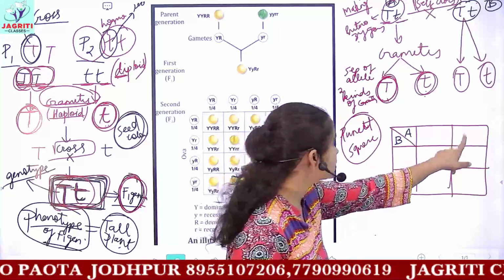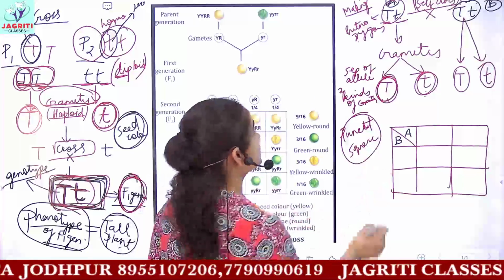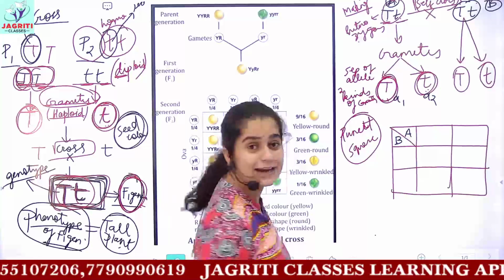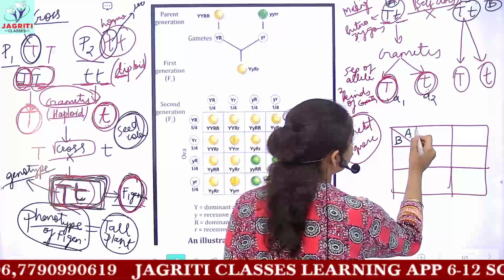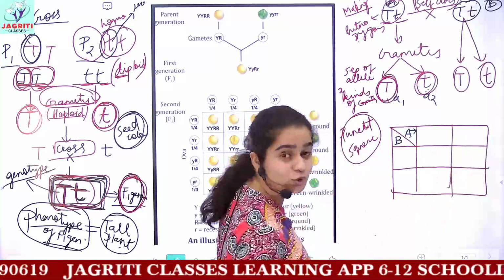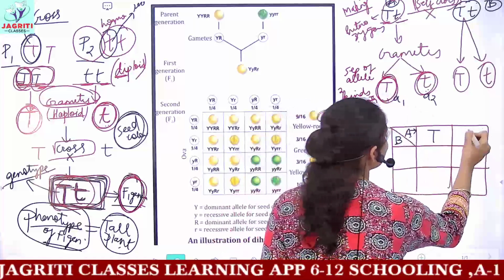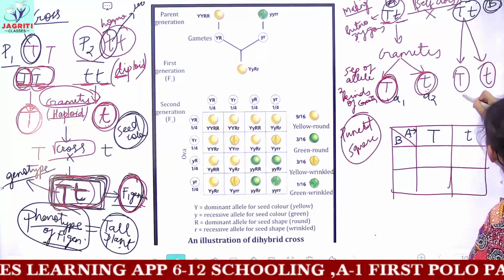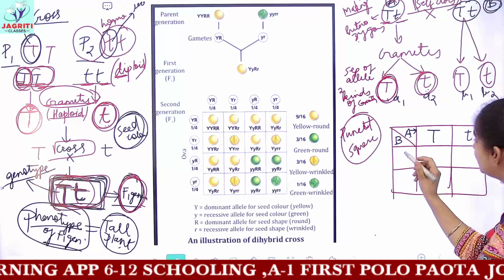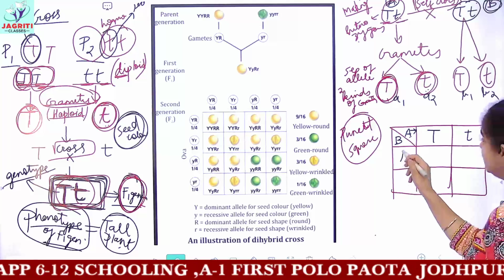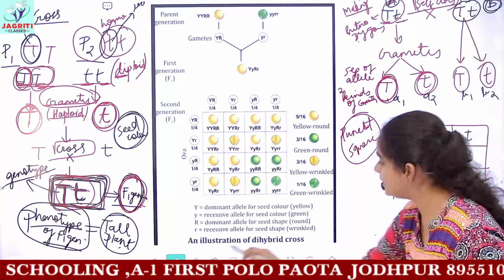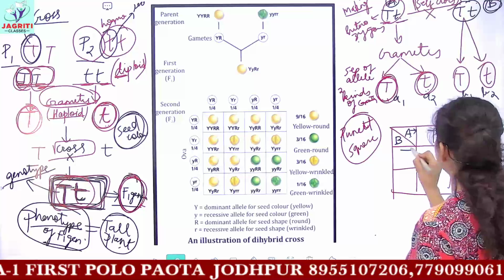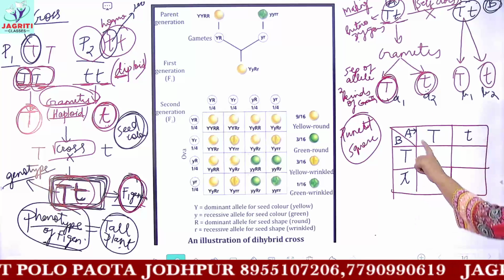Now in these boxes, you have to write the type of gametes. Parent A has two kinds of gametes, let's call them A1 and A2. So the gametes formed by parent A would be written in the two top boxes, which would be capital T and small t. And the gametes formed by parent B, call them B1 and B2, you have to write in these boxes. B1 is capital T and B2 is small t. So you have two kinds of gametes.